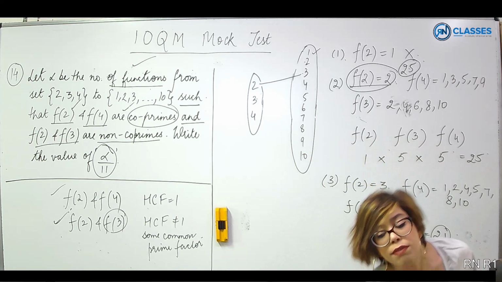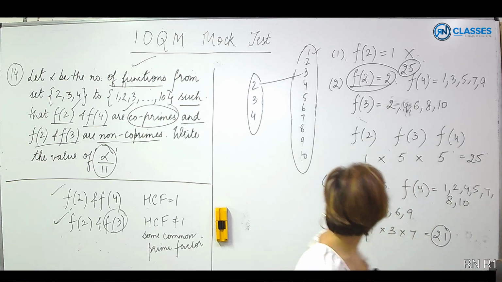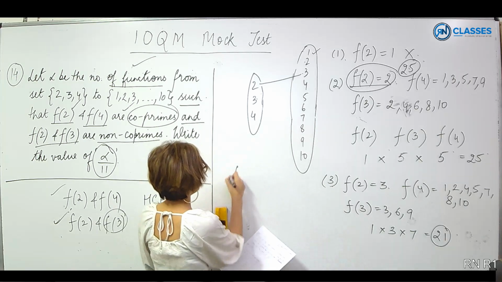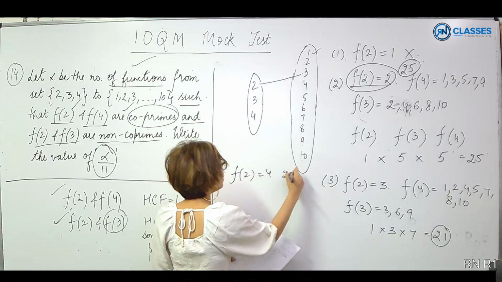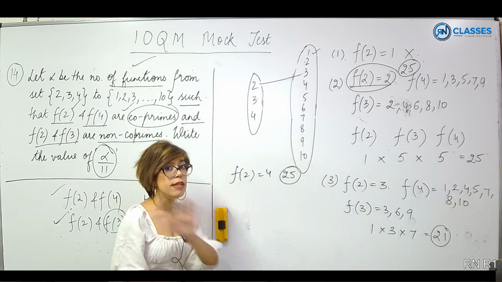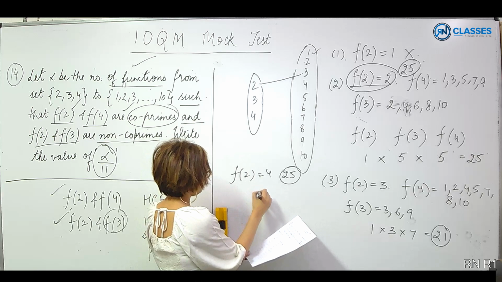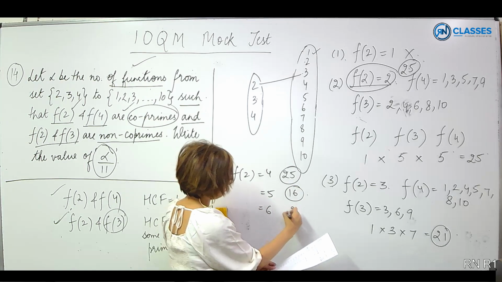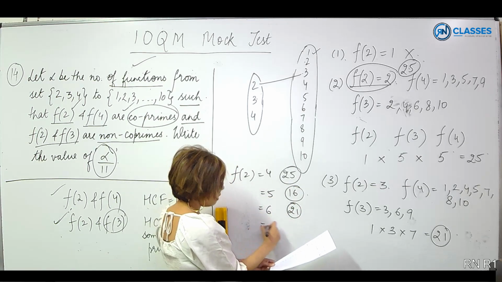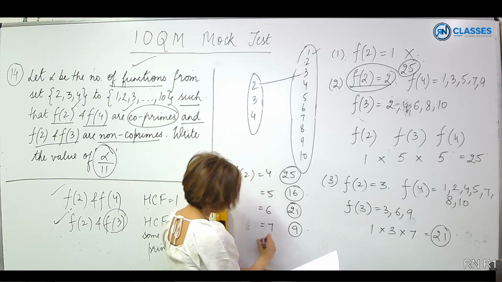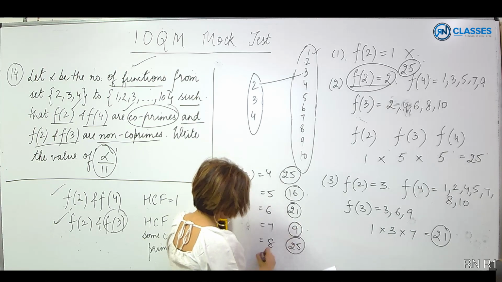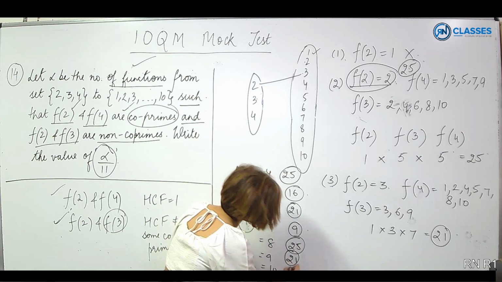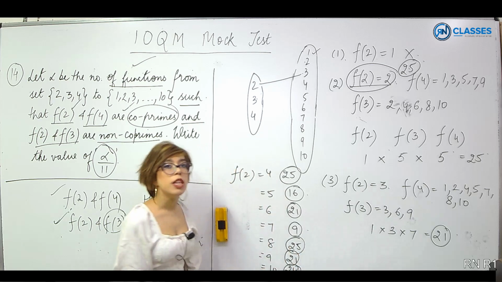Right? Now, next case, obviously, you will take f of 2 to be equal to 4 and you will write that. In that case, you will get 25. On similar way, you can exhaust it. Right? So, I will leave that up to you. F of 2 equal to 5 will turn out to be 16. Equal to 6 will turn out to be 21. So that you can check. Equal to 7, it will turn out to be 9. Equal to 8, it will turn out to be 25. Equal to 9, it will turn out to be 21. And equal to 10, it will turn out to be 24. Right? All the cases exhausted.